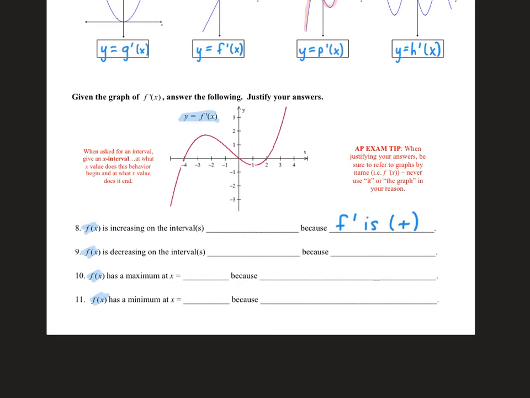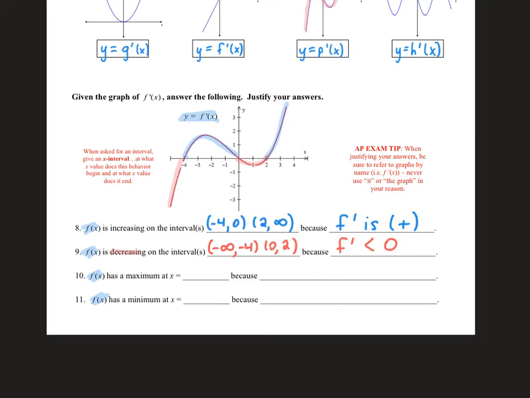And this is my f prime graph, and it is positive on all of these intervals above the x-axis. So that would be from an x value of -4 to 0, and then again from 2 to infinity. And f is going to be decreasing where f prime is negative, and that just means below the x-axis. And I have 2 of those intervals. So from x value of -infinity to -4 is one of them, and then from 0 to 2 is the second one.